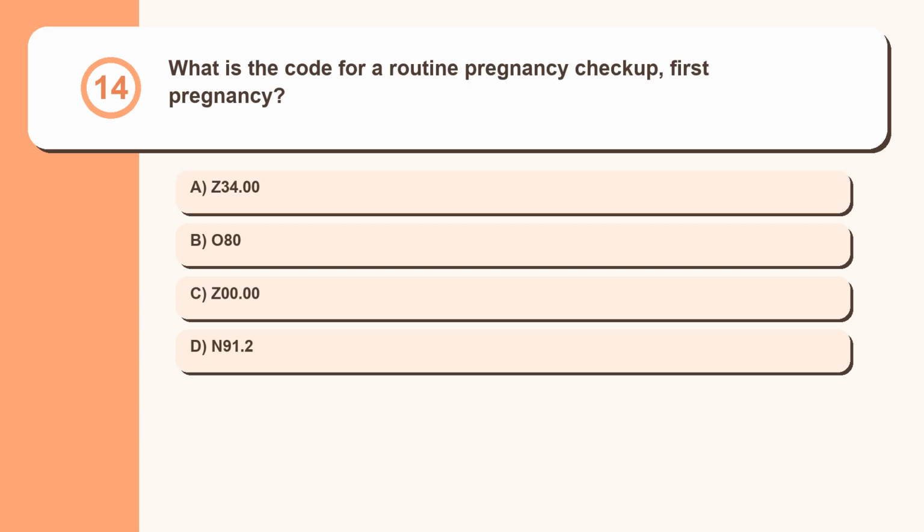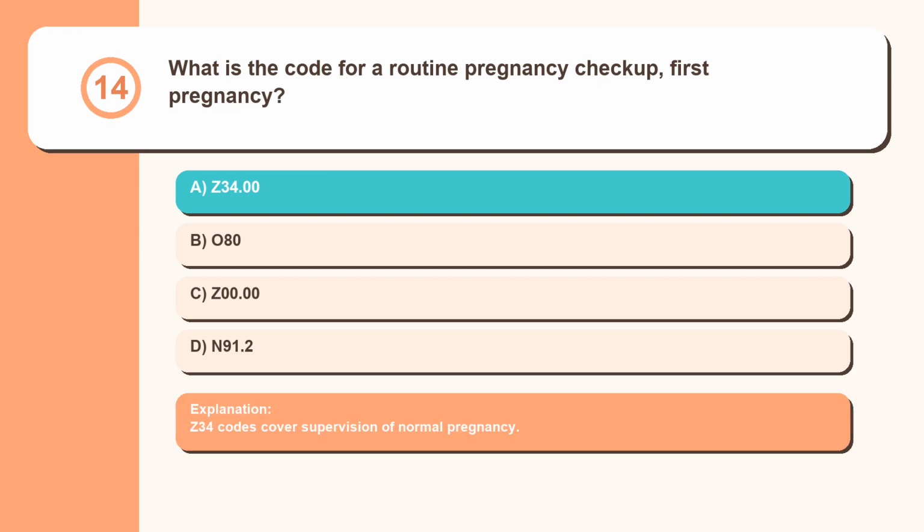Question 14. What is the code for a routine pregnancy checkup, first pregnancy? Z34.00, O80, Z00.00, N91.2. Z34 codes cover supervision of normal pregnancy.